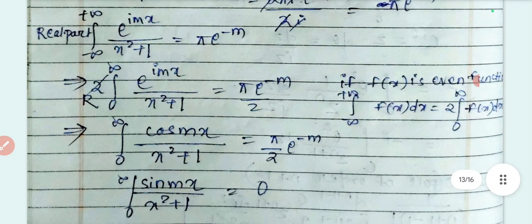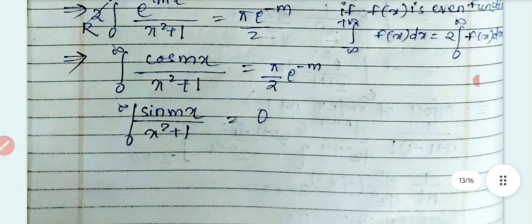For even functions, it is an even function since x square is an even function. For an even function we can write minus infinity to plus infinity as 2 times 0 to infinity f(x) dx. So since it is a real part and the answer is in the real part, the answer for cos mx by x square plus 1, the 2 goes to the other side, so pi by 2 e to the power minus m.